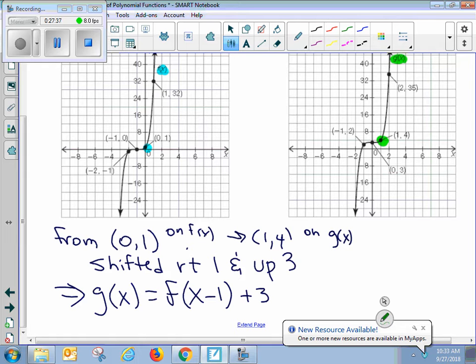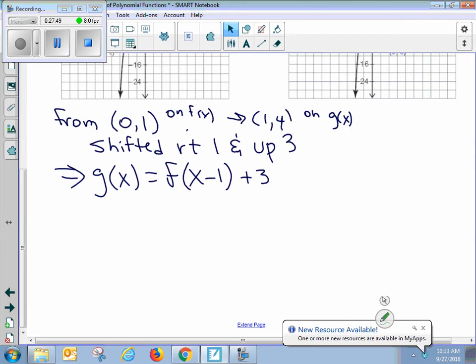So my answer, g of x, my new graph, took the old graph f and went 1 to the right and up 3. Remember, that's that math symbolism talking about the action that you did. You have to be able to do that all year.